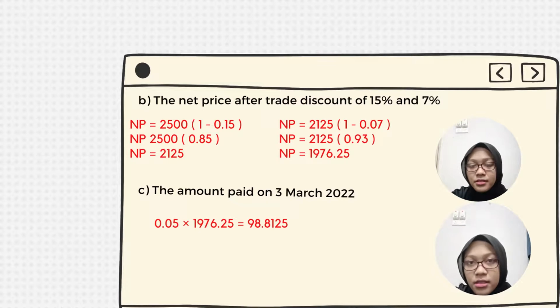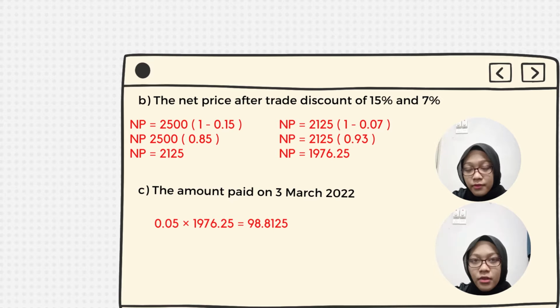Question B, the net price is with the trade discount of 50% and 7%. The way to calculate the net price is 2,500(1 - 0.5), so we can also write 2,500(0.185). So question C, and the net price is 2,125.